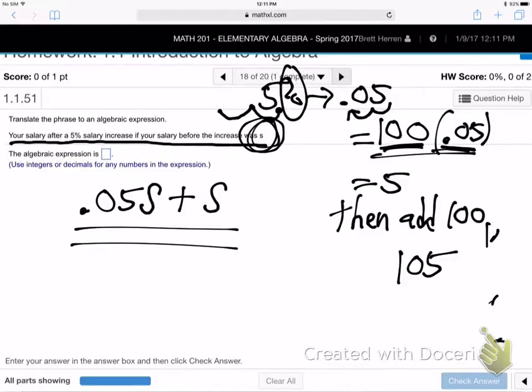Do you see that? Right? What did we do with the 100? We times it by 0.05, and then we added back the original 100. So with the S, I times it by 0.05 and added back the original S, because that's the original salary. This is the increase, the 5% increase. That makes sense? So the mistake is people forget to add back the original.